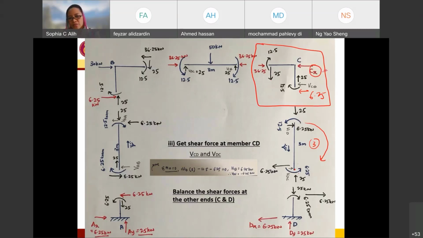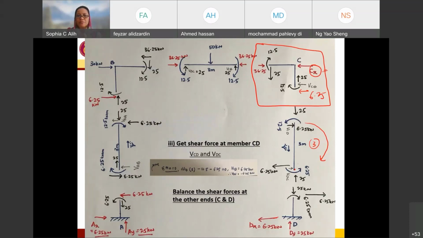And I have to balance also this one at the other end of my calculation. So if I have 6.25 in this direction, I need to balance it with another 6.25 in this direction, and in order to balance this one, I have to have another 6.25 at my support. So this is my Dx in this direction.